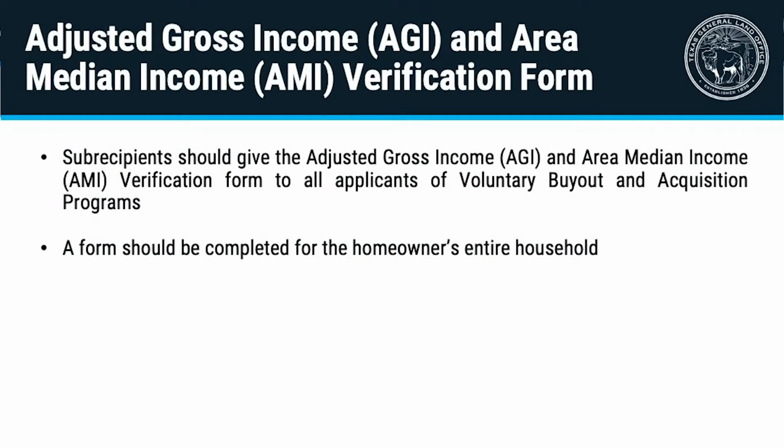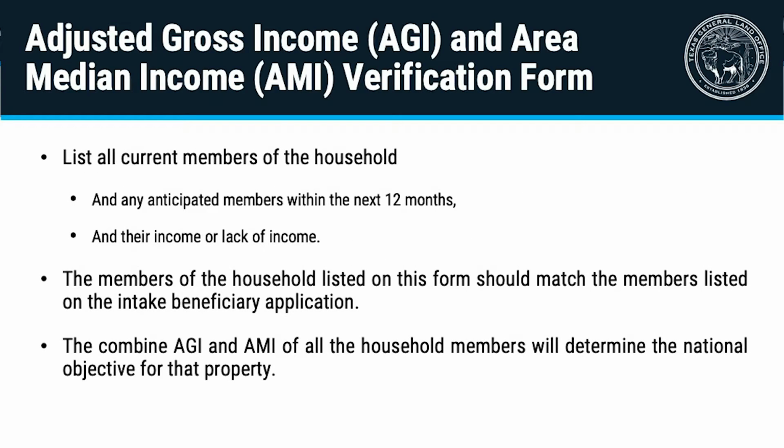Subrecipients should give the Adjusted Gross Income and Area Median Income verification form to all applicants of voluntary buyout and acquisition programs. A form should be completed for the homeowner's entire household. Each household will list all current members of the household and any anticipated members within the next 12 months, and their income or lack of income. The members of the household listed on this form should match the members listed on the intake beneficiary application.